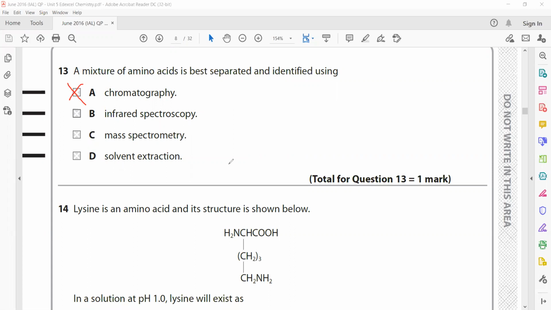Solvent extraction, we can separate, but solvent extraction is normally used when the substances are miscible in two different solvents. But here they mention a mixture of amino acids. So most of the amino acids are water soluble.